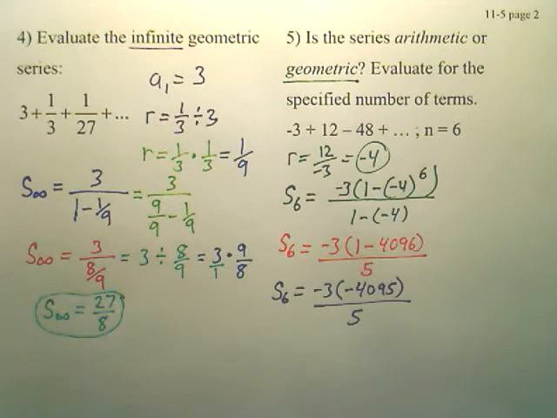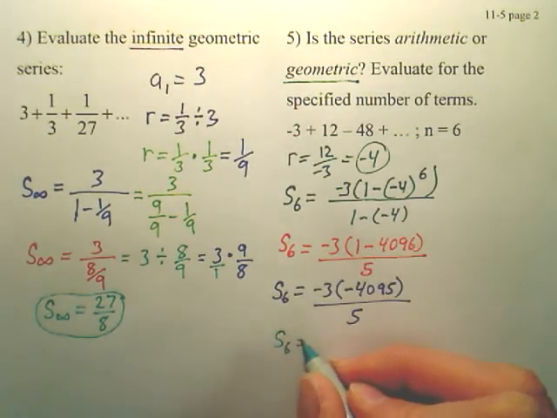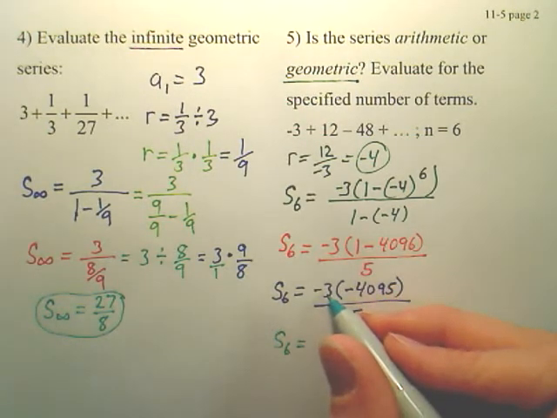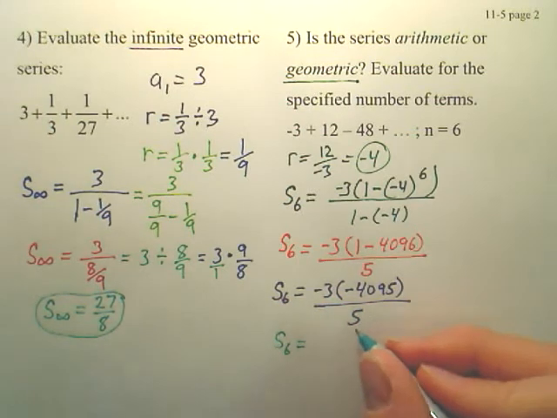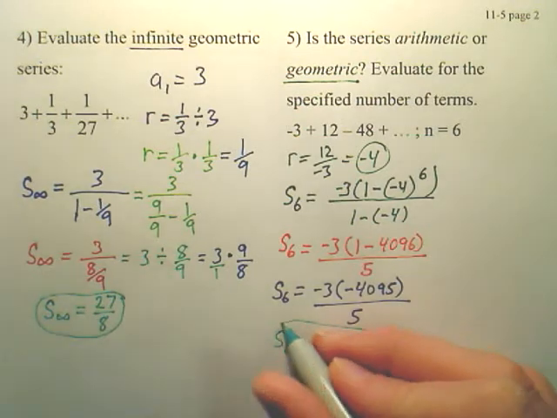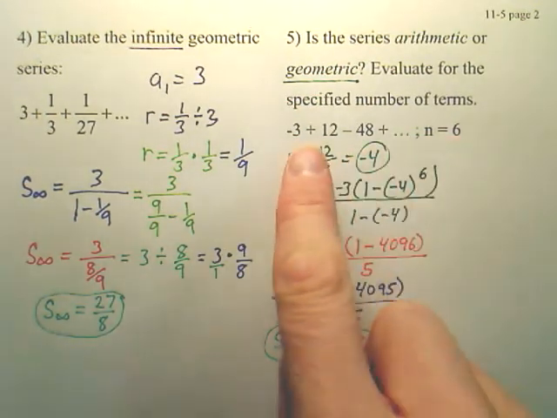Is my answer going to be negative or positive? It can be positive because a negative and a negative. And I would probably simplify this before I multiply by 3. But it's a little bit big. This one ends up being 2457. That would be the sum of the first 6 terms of this pattern.